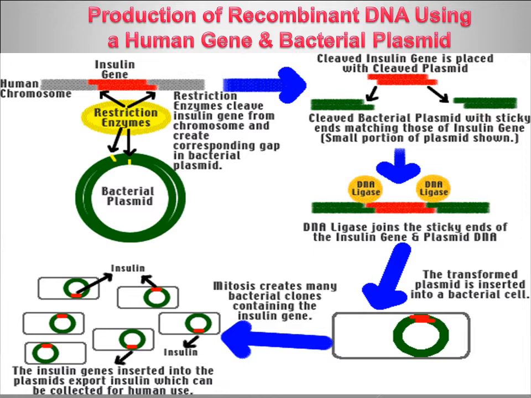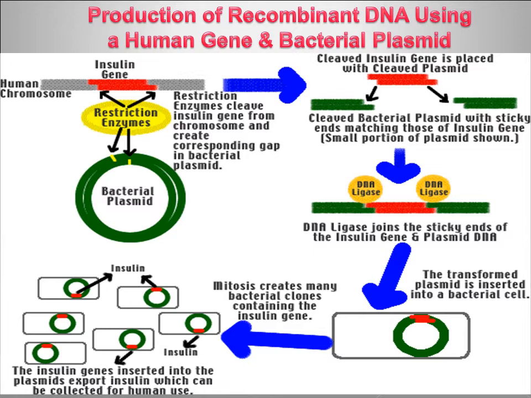This is the small portion of plasmid shown. Further, this insulin gene gets joined with the plasmid with the help of DNA ligase. The transformed plasmid is inserted into the bacterial cell. Further, that bacterium goes through cell division and produces two similar daughter cells which carry the same genetic material. Mitosis creates many bacterial clones containing the insulin gene.